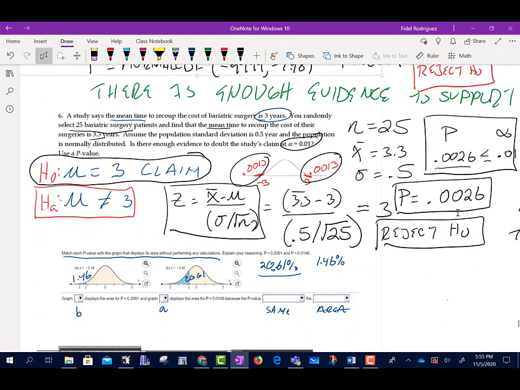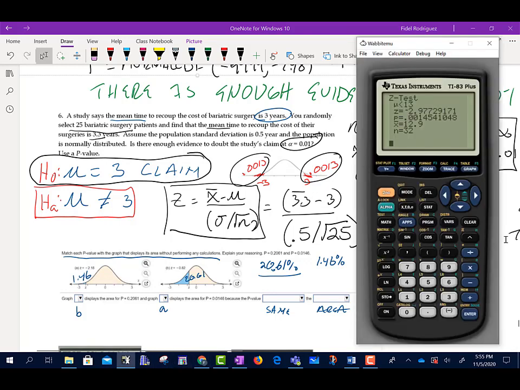So look, I'm going to do the same thing here in the next one. I'm going to go through this problem. I'm going to use my calculator to double check my answer. Okay? So let's clear all this out. I'm going to hit Stat, go to Tests, and do a Z-test. Okay? And we're still going to go with our stats here.